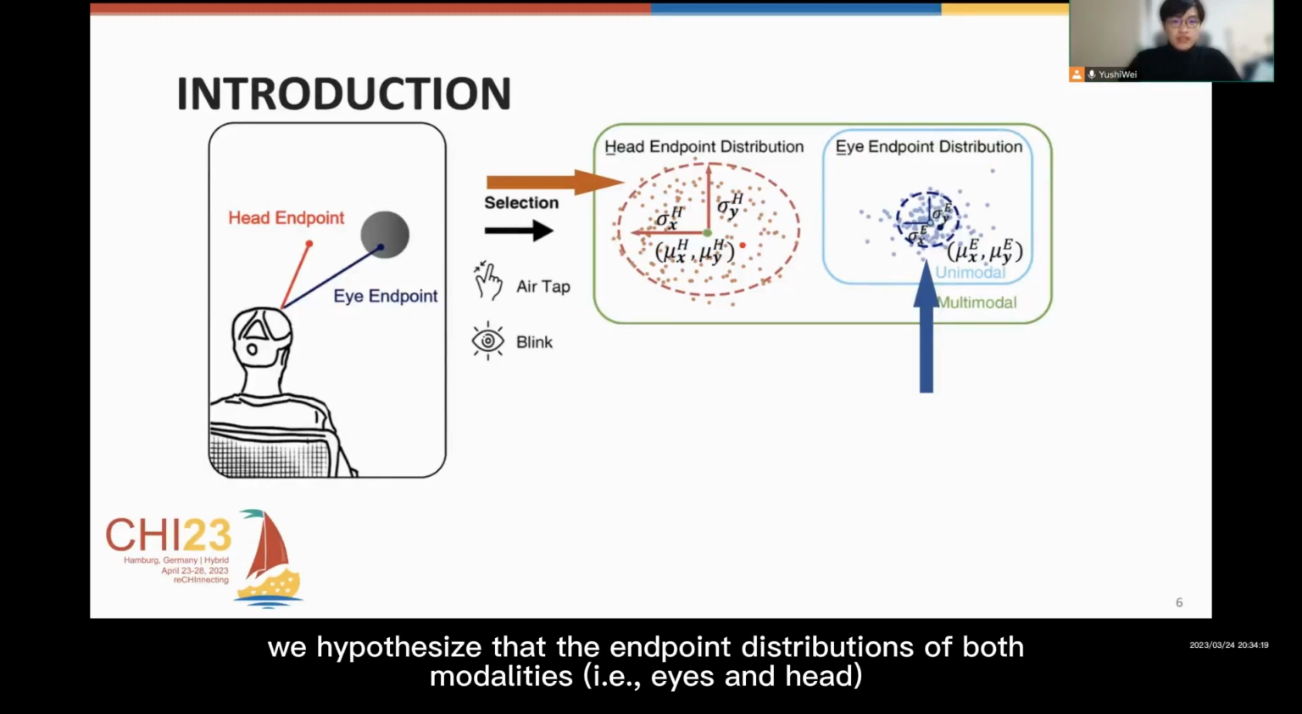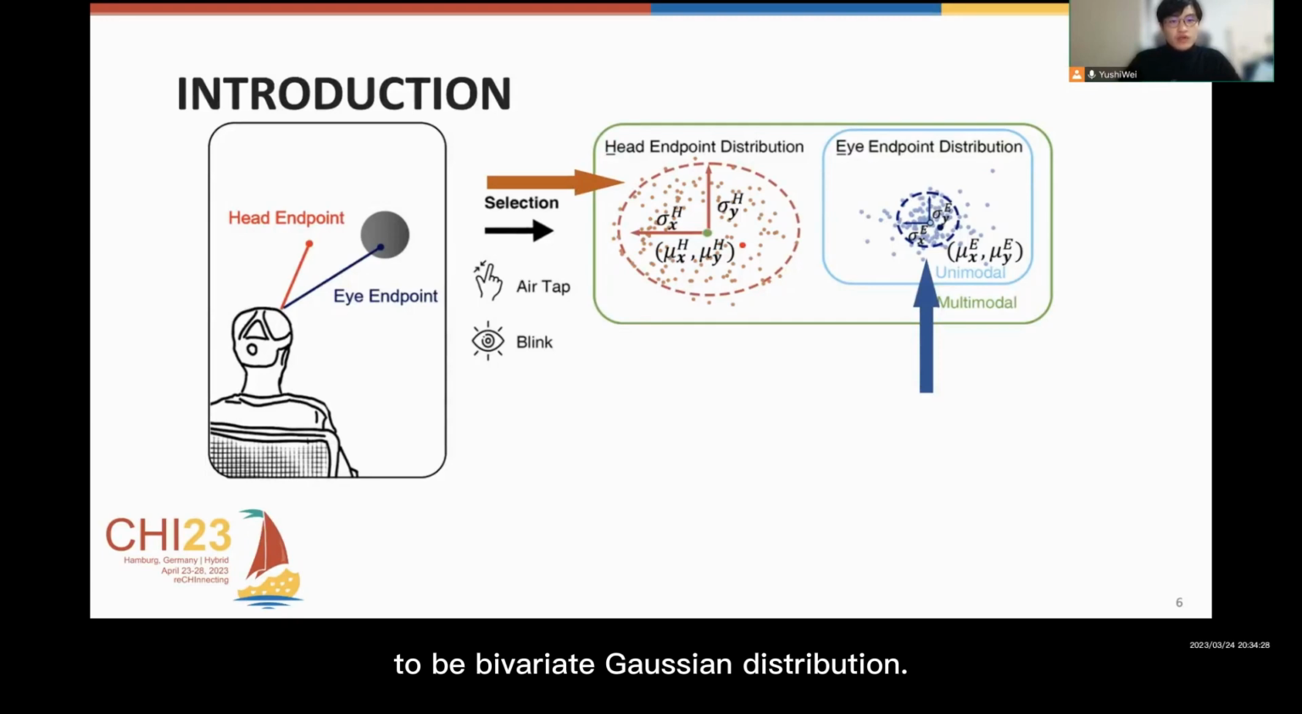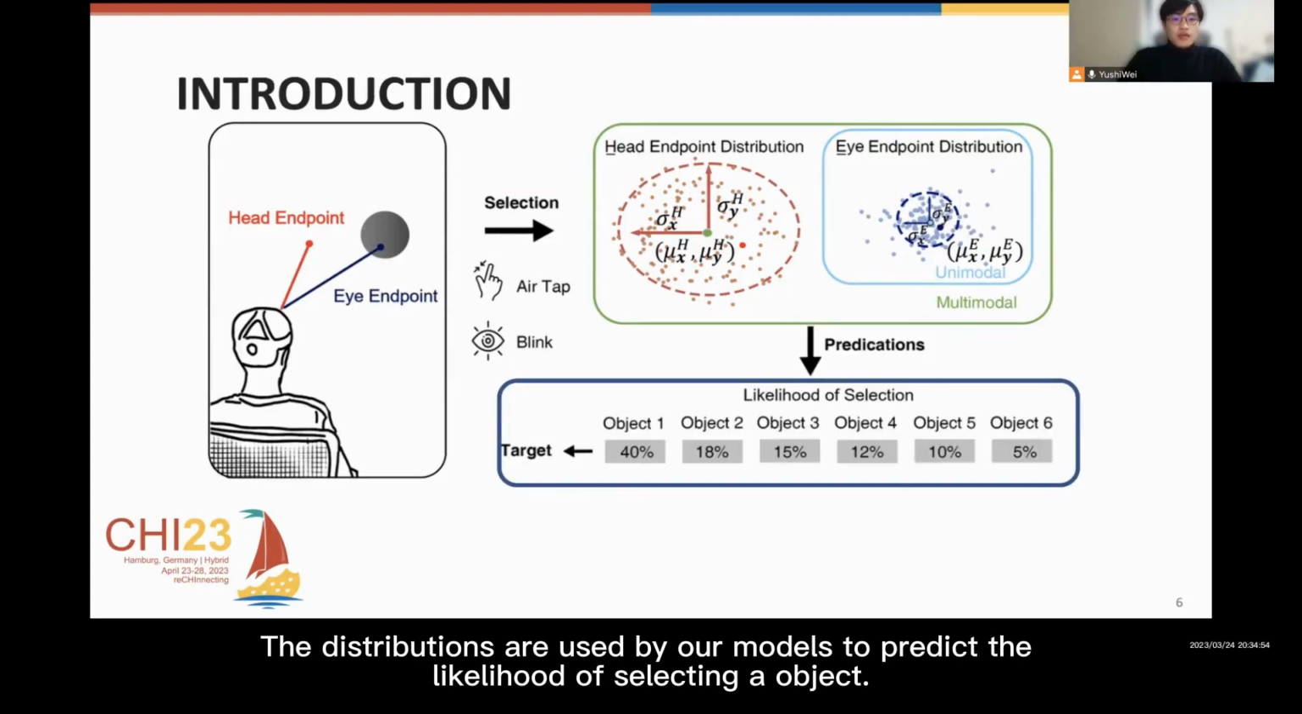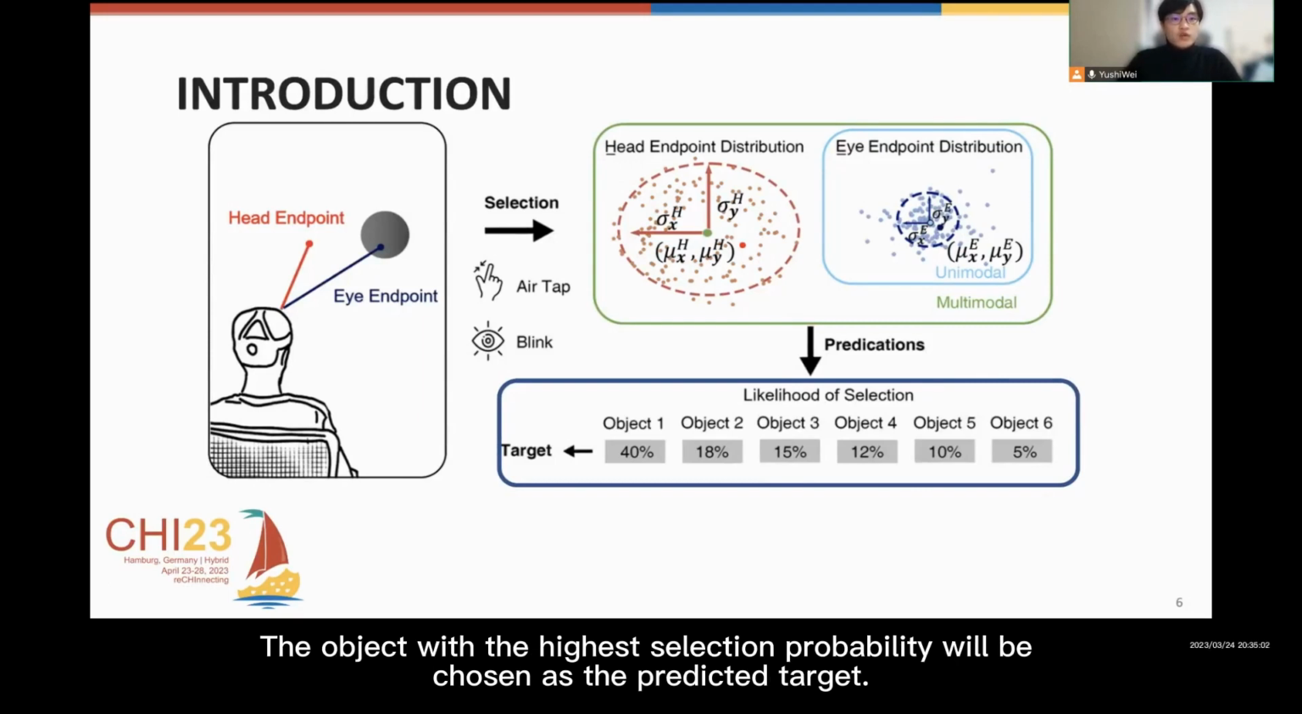Based on our research, we hypothesize that the endpoint distributions of both modalities, including the eyes and the head, to be bivariate Gauss distribution. We also hypothesize that the different task factors, including target size and target distance, could influence the parameters of the distribution. The distributions are used by all models to predict the likelihood of selecting an object. The object with the highest selection probability will be chosen as the predicted target.